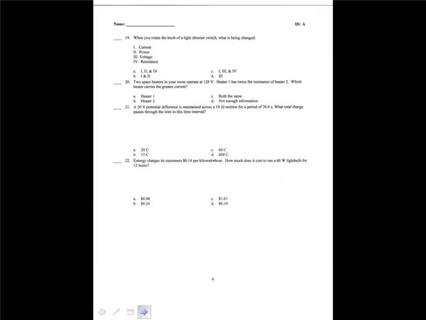Okay, when you rotate the knob of a light dimmer switch, what is being changed? Alright, the current is being changed. That's what causes it to go brighter. The power likewise is being changed. The voltage on your light remains at 110, 120 volts. Alright, so that doesn't change. And the resistance is changing.